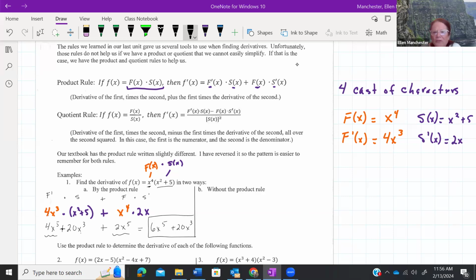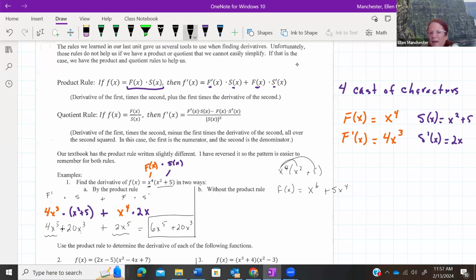All right, Brian. So I'm going to rewrite this. So x to the fourth times x squared is x to the sixth. X to the fourth times 5 is 5x to the fourth. All I've done is distribute. I multiplied this times this and this times this. So I made it simpler.